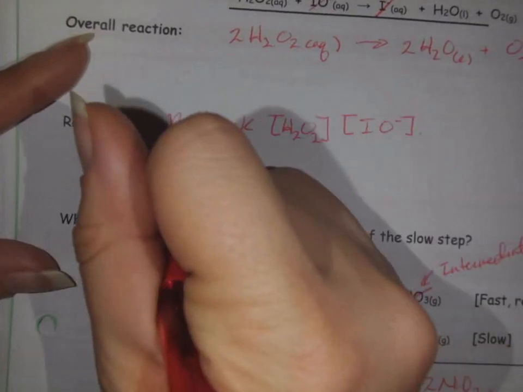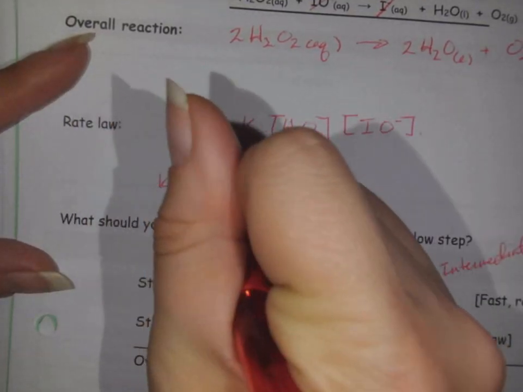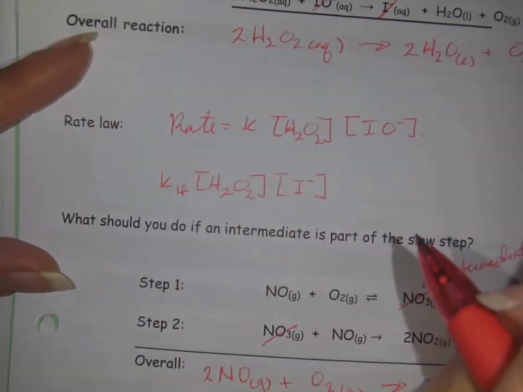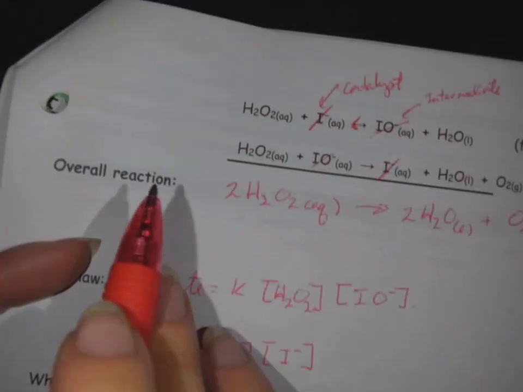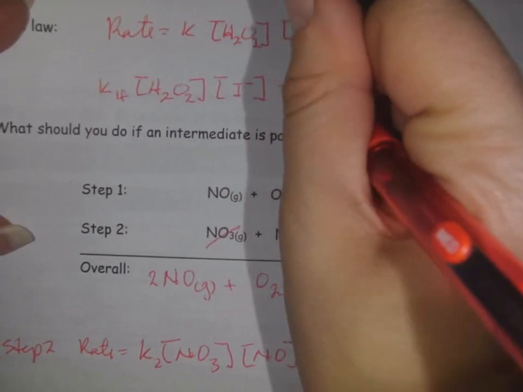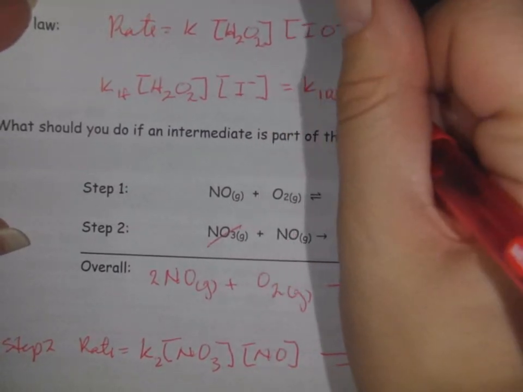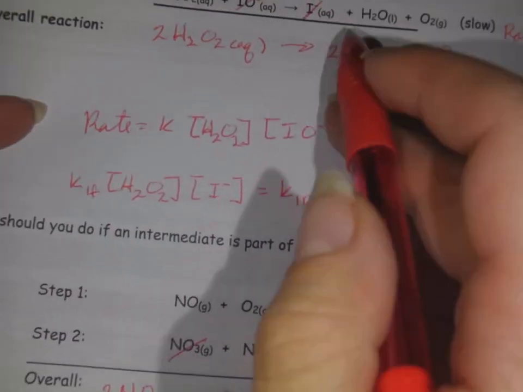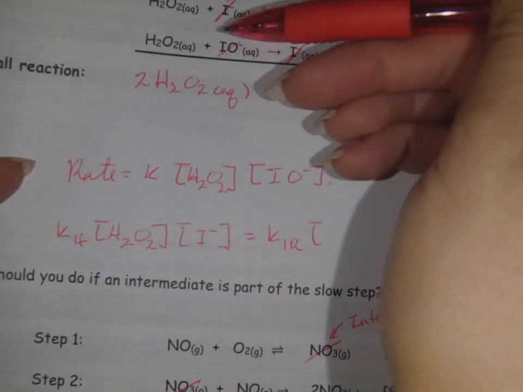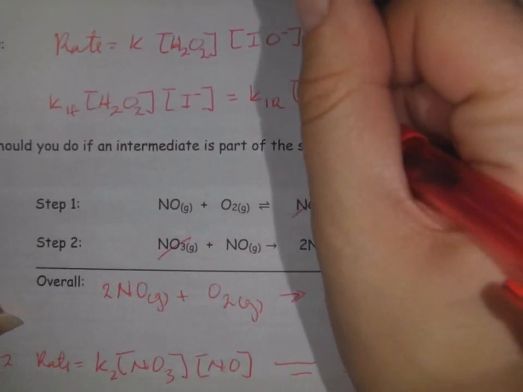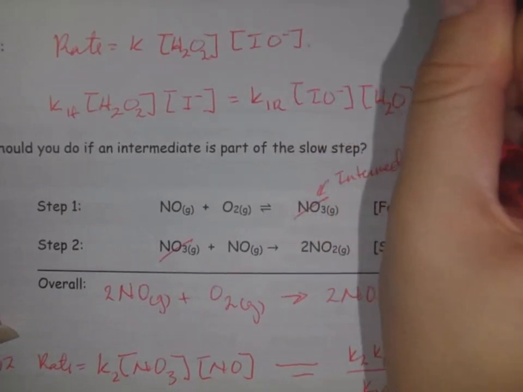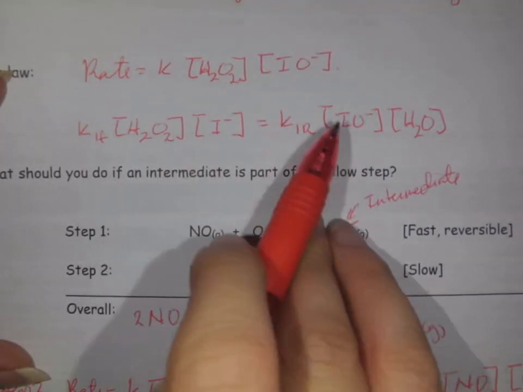Rate is equal to K1 forward concentration of H2O2 concentration of iodine minus. So that's the first one, and they're ones because there's coefficients of 1, and it's going to equal the rate of the reverse, which is K1 reverse. And then we got water and this intermediate. Okay, water and that intermediate. And so going that way, they're both coefficients of 1. So IO minus and water. Okay, we need to solve for the intermediate because that's my problem right now.